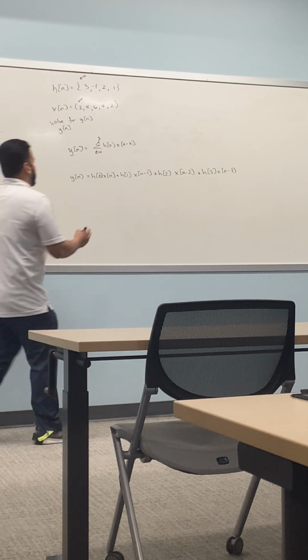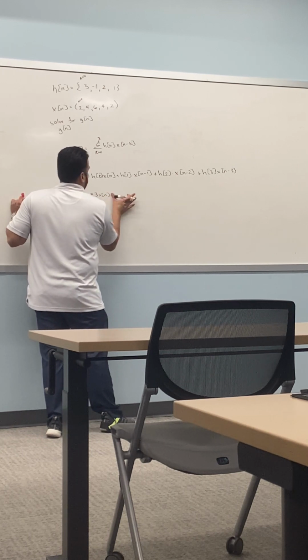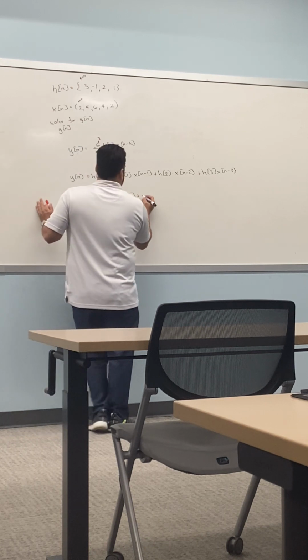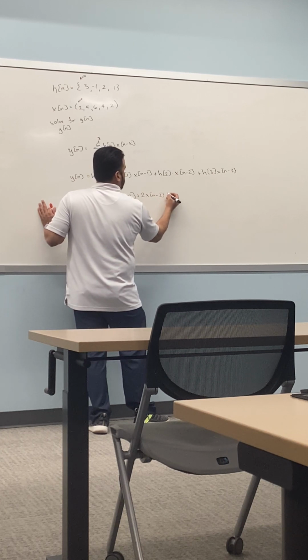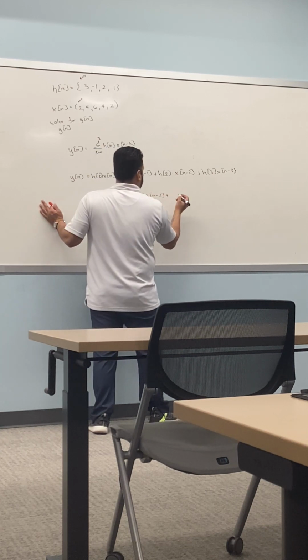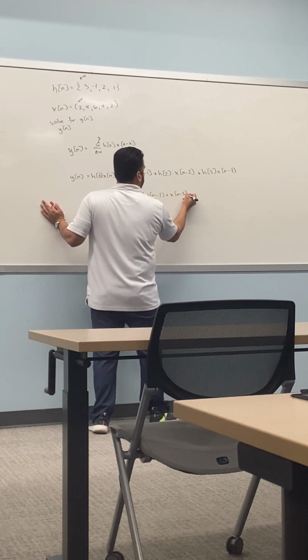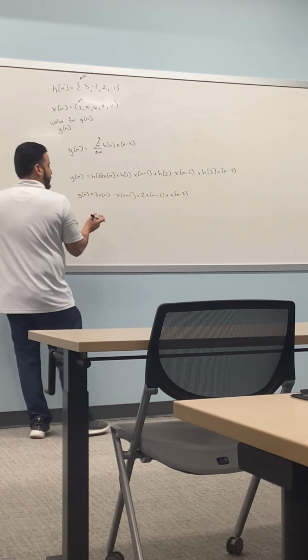Which means that this is 3 times x of n, minus x of n minus 1, plus 2 times x of n minus 2, plus x of n minus 3. This is your y of n.